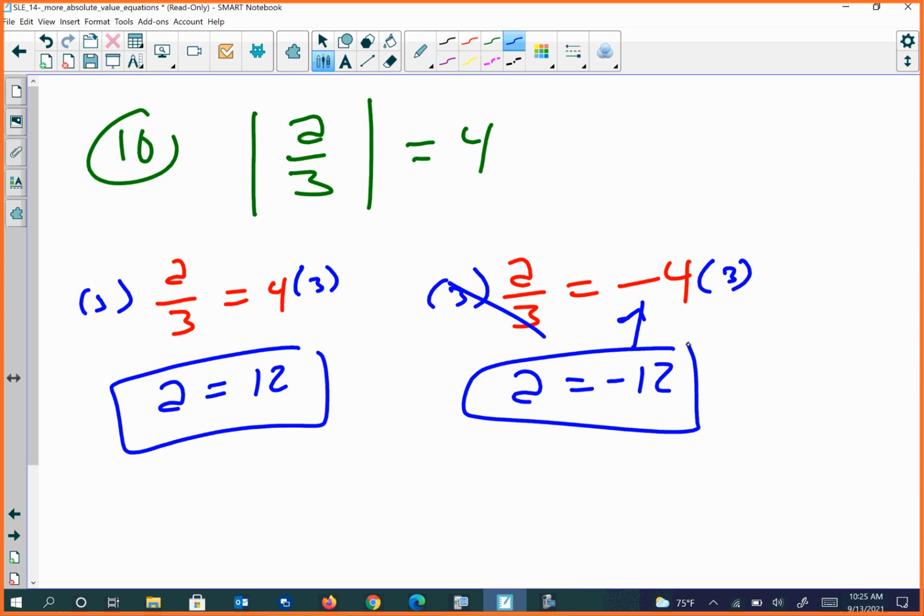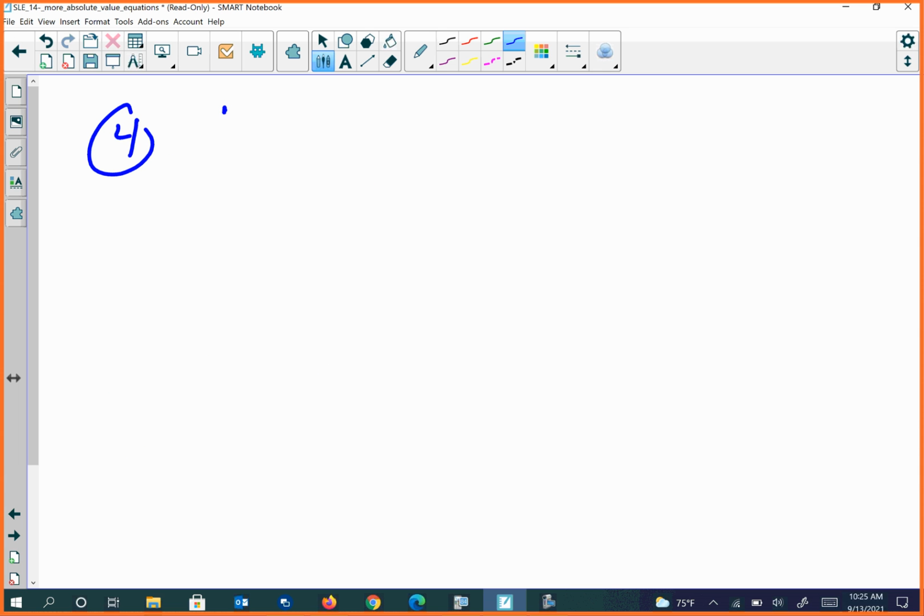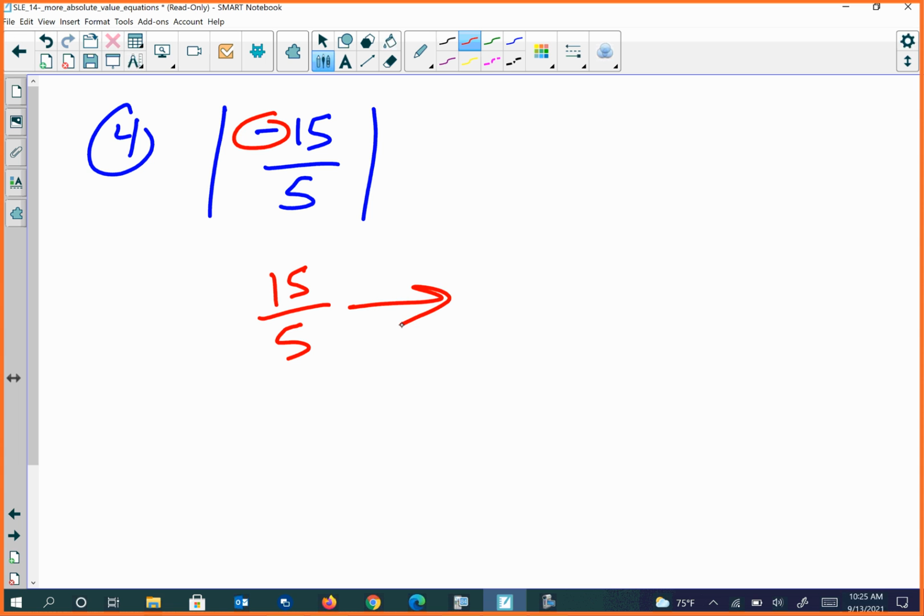Anything else? Number 4. This one's only going to have one answer. The reason it only has one answer is I don't have an x. I don't have a variable I'm solving for. So I can drop the absolute value sign, that's going to go away, and then I can convert 15 over 5 just to 3. And there's our answer. It didn't have an x to solve for, so that's why there's only one answer. Anything else?